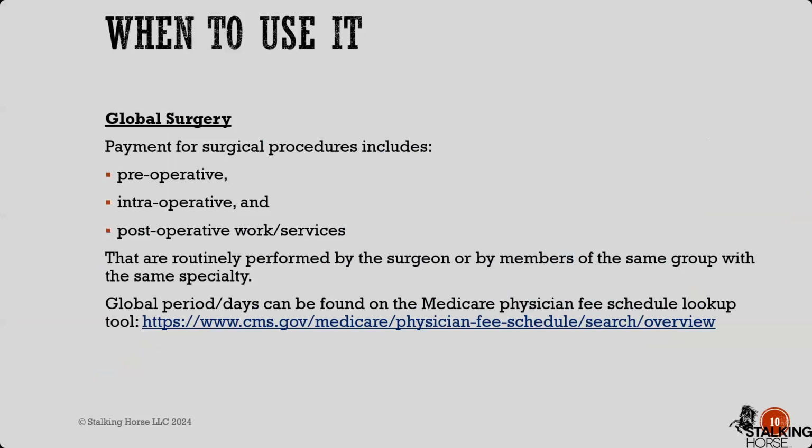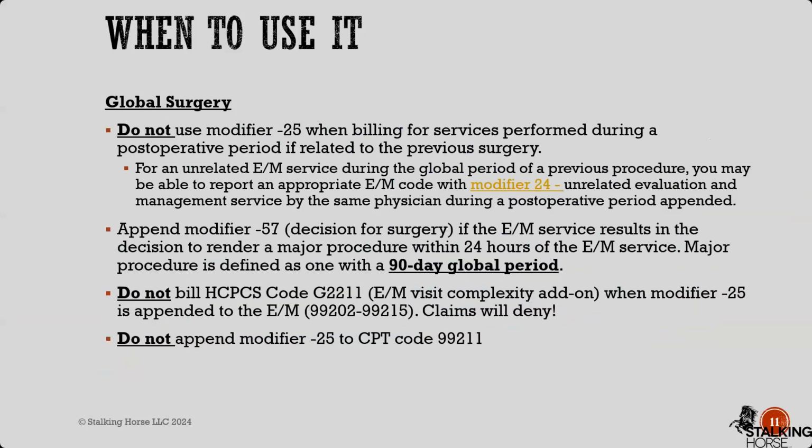And those services are those that are routinely performed by the surgeon or by members of the same group with the same specialty. Now, if you're curious about specific global period days and you don't know where to find that, it can be located on the Medicare Physician Fee Schedule lookup tool. And I have that link included here. You go on that tool, you'll just follow the prompts. They also give information on how to use it. And then you would be able to look up a procedure code to see what the global period days are for that specific procedure that you're looking for.